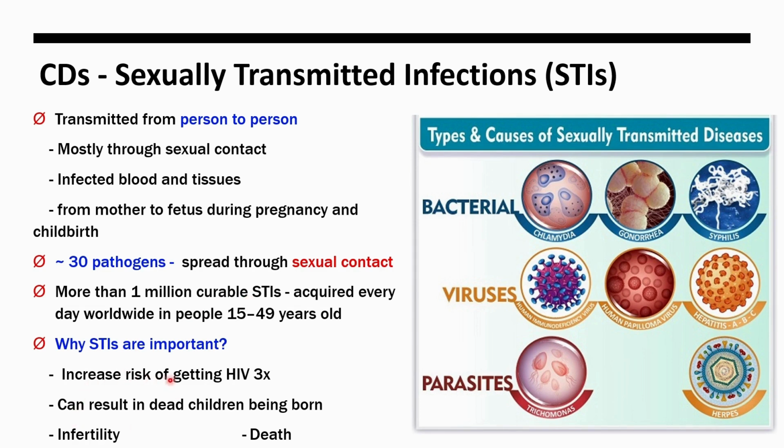Why are STIs very important? Because if you get an STI, you will be at high risk of getting HIV. It's 3 times higher than for a normal person. It can result in stillbirths. It can result in infertility, even death.